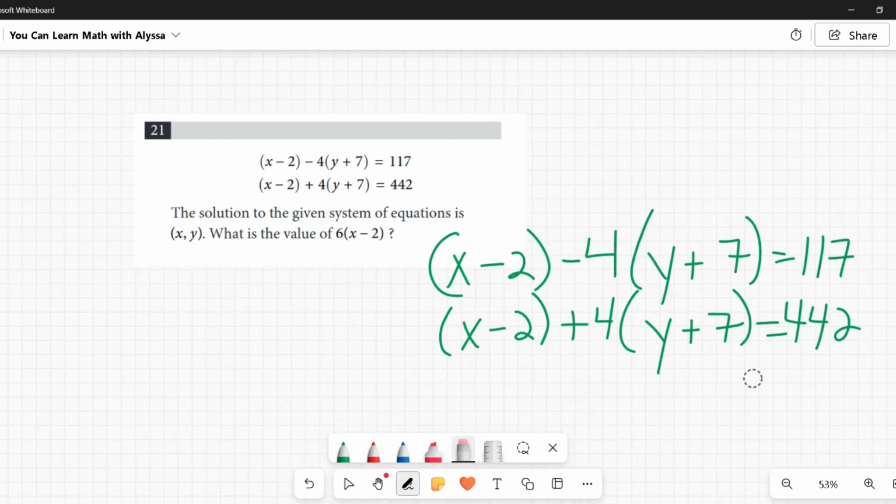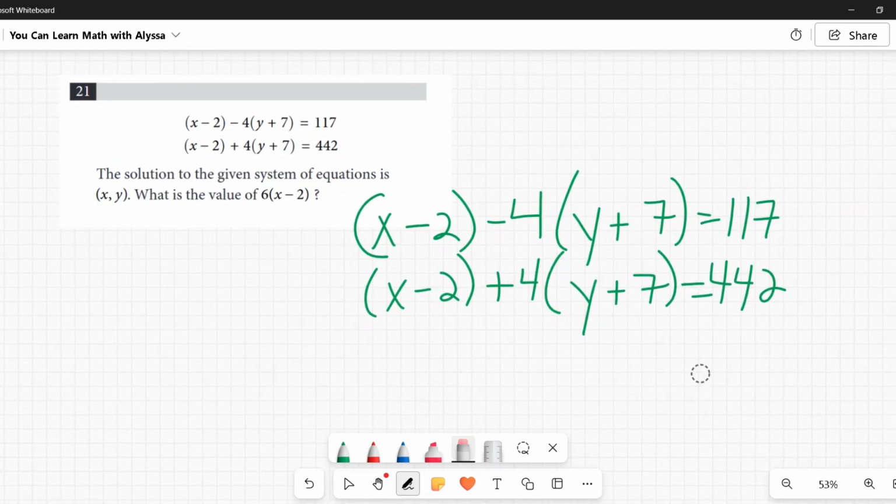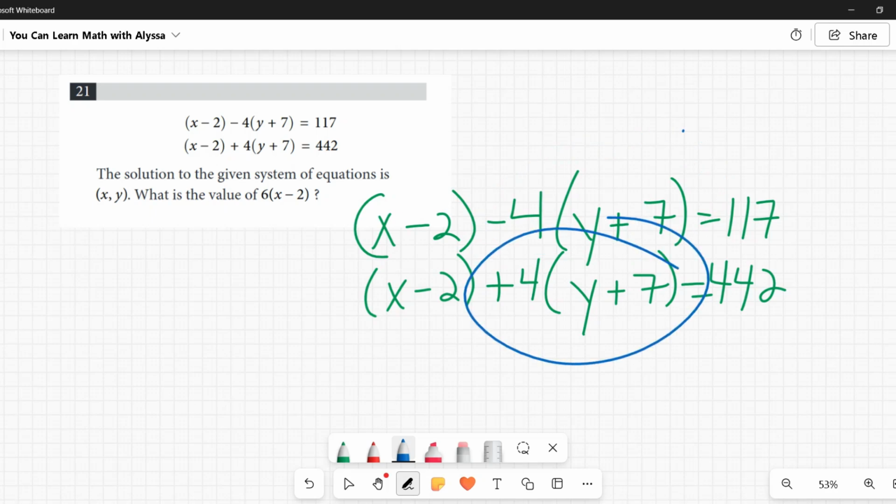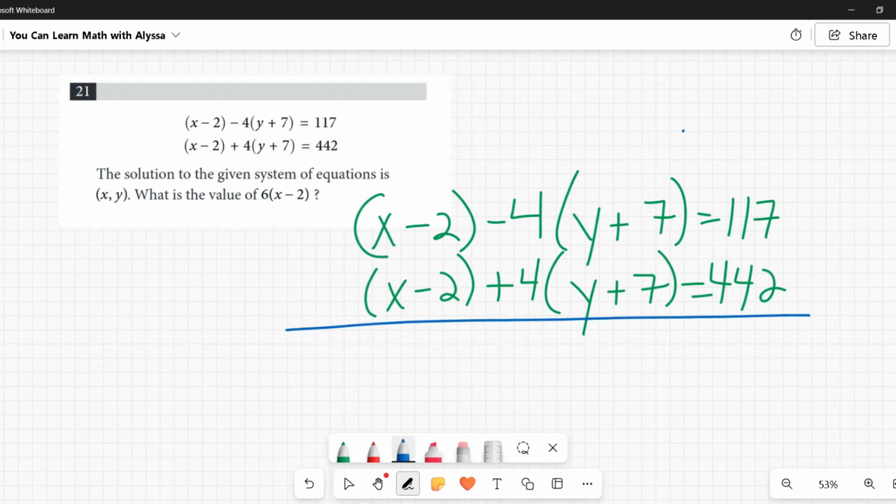So I have these two equations, which on their own, each one looks a little more complicated, but when you look at them side by side, you go, hey, there's some similarities here. We got the x minus 2's and the x minus 2's, and then we have this part. We have negative 4 times y plus 7, then positive 4 times y plus 7. If I were to use elimination and add these equations together, those y plus 7s are going to cancel out because I have negative 4 y plus 7s and positive 4 y plus 7s. Add everything together, those go bye-bye.